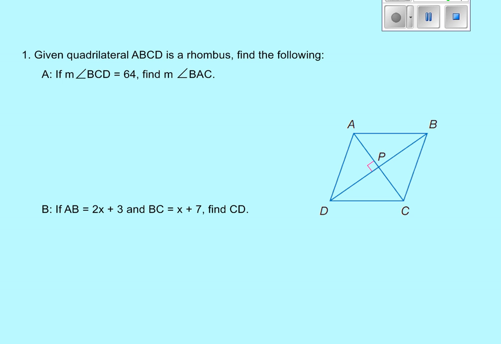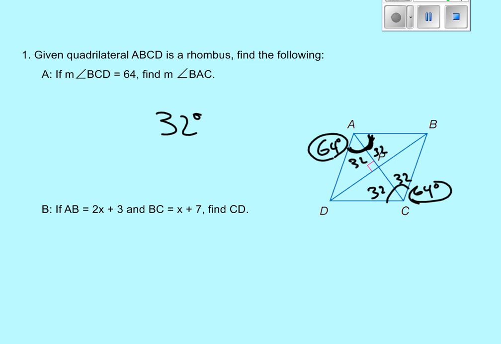Given quadrilateral ABCD is a rhombus, find the following. BCD is 64, so that whole thing is 64 degrees. Find BAC, so find this guy right here. Judging by what we just figured out, diagonals bisect. So that makes this 32 and this 32. Also, since it's a quadrilateral, this whole thing is 64 because opposite angles have to be congruent. So if this is 32, this is 32. If that's 64, that thing's got to be 32. It just cuts it in half. That's the definition of bisect.